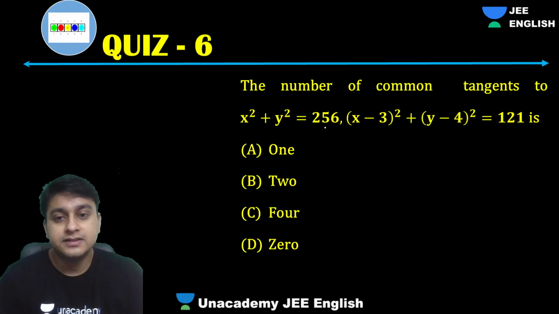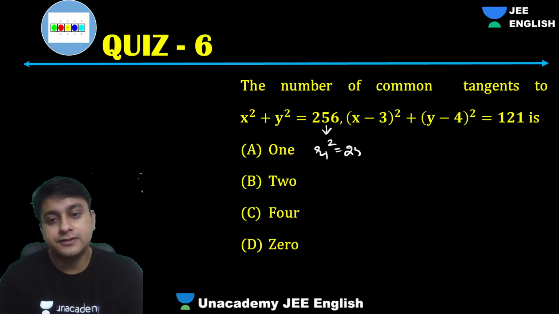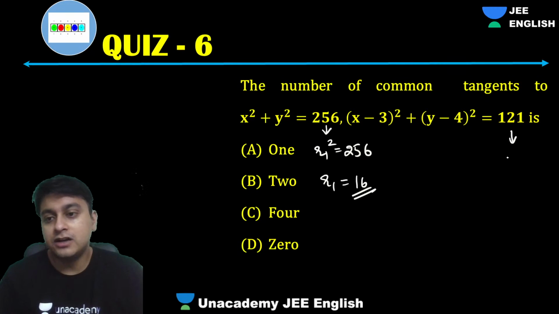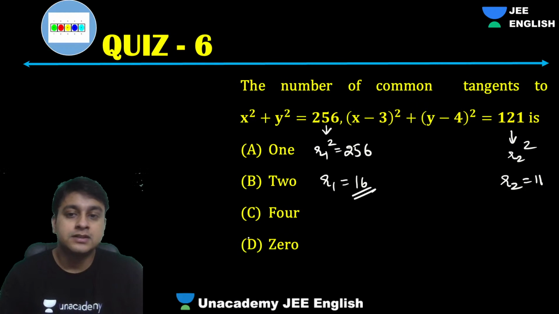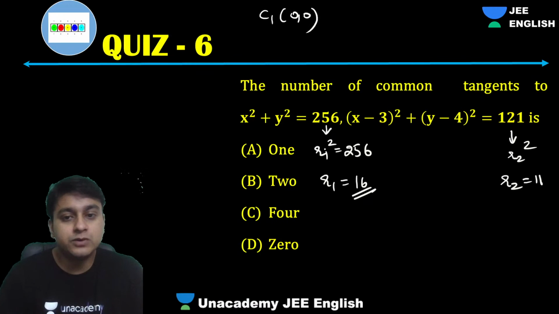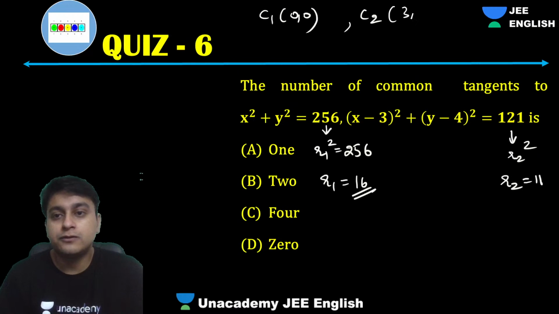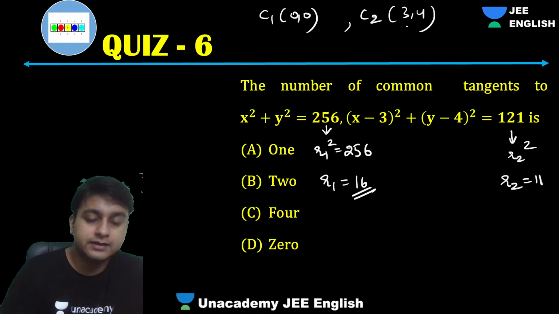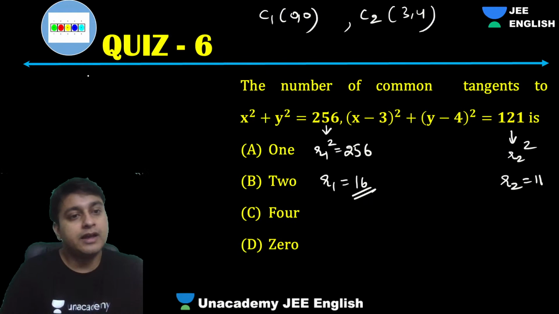What is this? R1 square is 256. So radius 1 is how much? 16. Great. This is R2 square, so R2 will be 11. C1 is what? Origin. First circle's center is the origin. Second circle's center is where? At 3 comma 4.